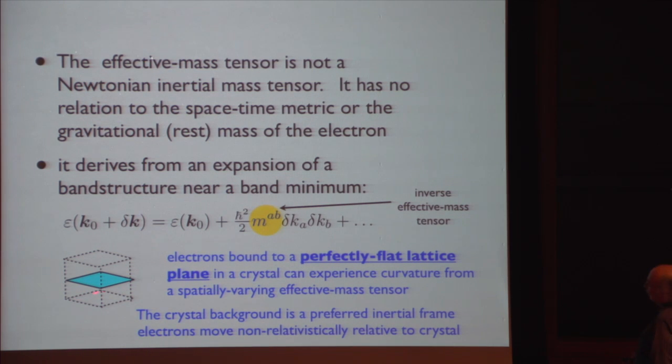And secondly, the point I make here is that the electrons, at least in the Landau level structures, are typically bound to an epitaxially grown quantum well on a lattice plane, which is really flat, right?